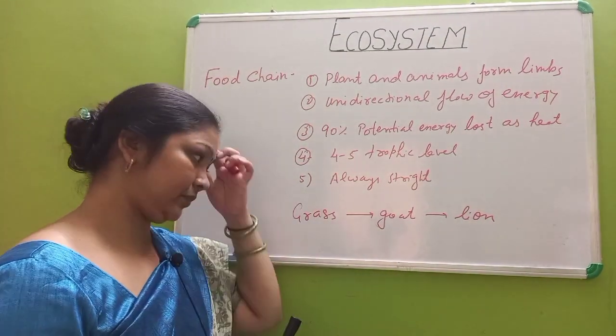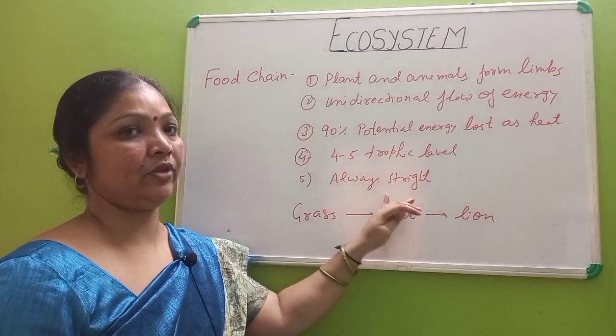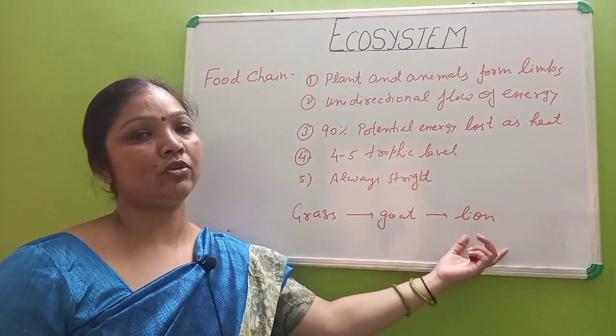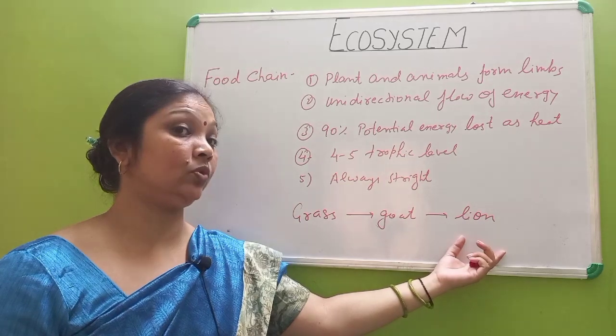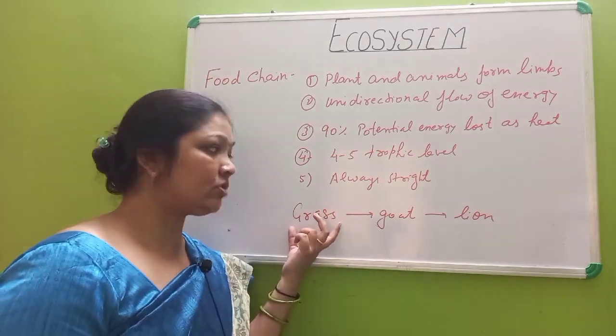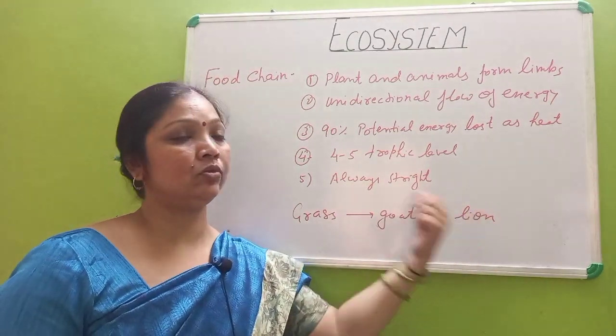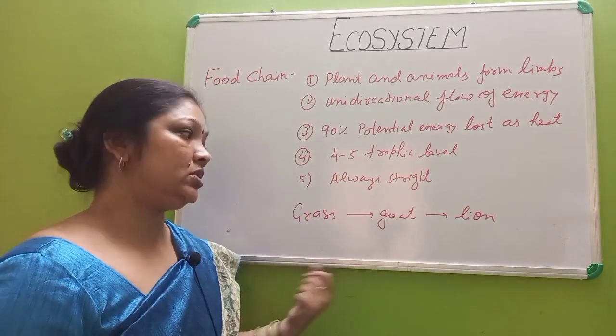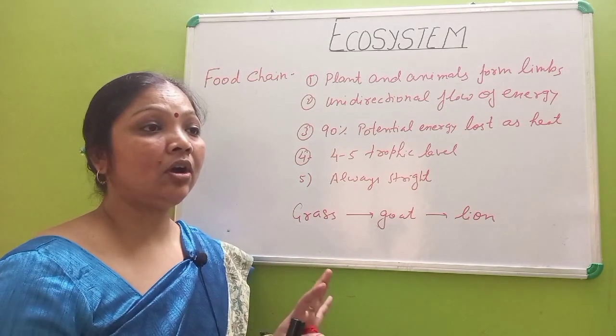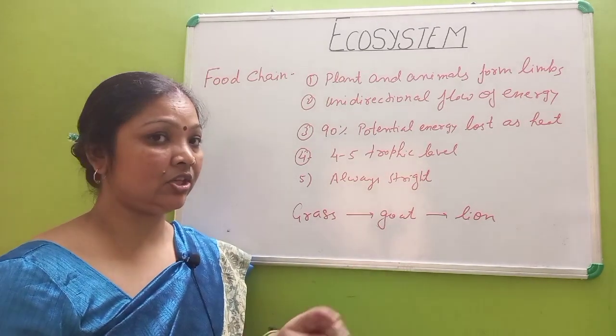Now what happens if we remove the goat? The lion will also not survive, and this will disturb the ecosystem. If we remove the grass, then also the lion and goat do not survive. This disturbs the ecosystem, and this is not so in nature.